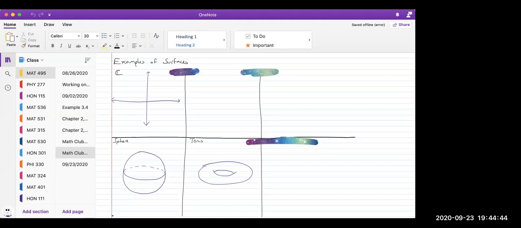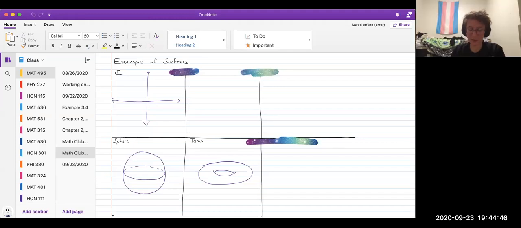A cylinder. Yeah, so a cylinder is another surface, and actually a cylinder is going to wind up being equivalent to the sphere, because if you think about it, if you take this cylinder and puff out the edges and expand it a little bit, you can warp it into a sphere.